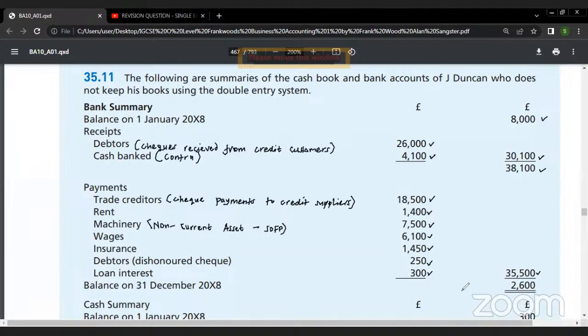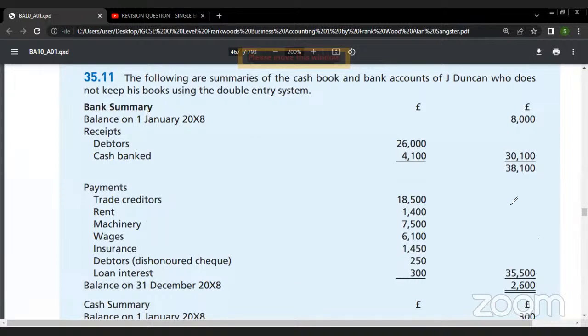and with a balance of 2,600. Remember, to get this balance, we take our total receipts and the opening balance, which is 38,100, minus 35,500, to come up with a closing balance of 2,600. So that is our bank summary.